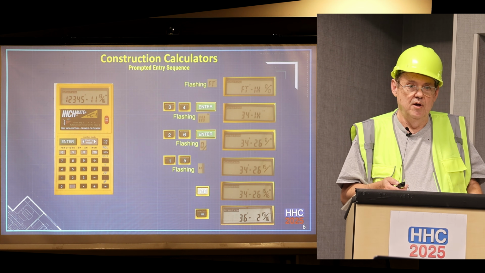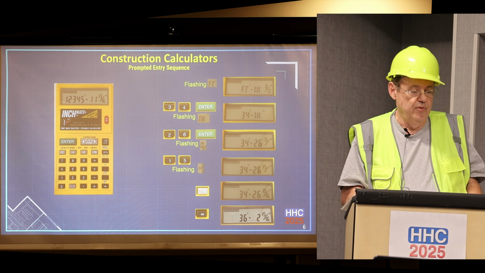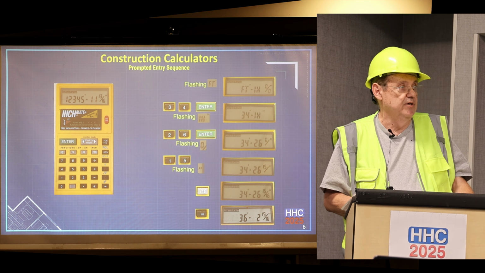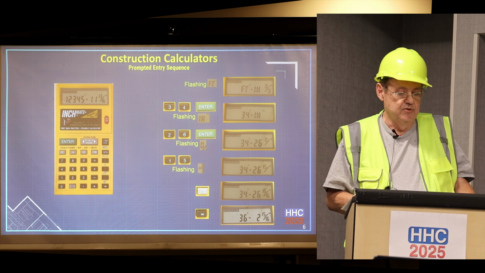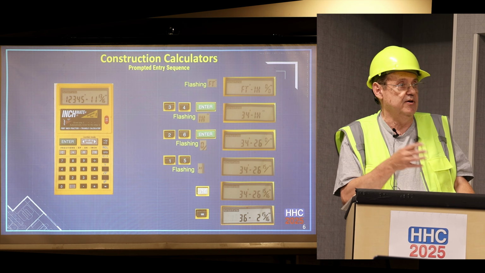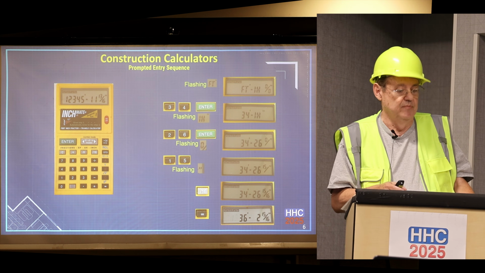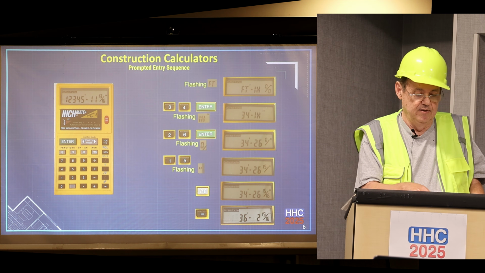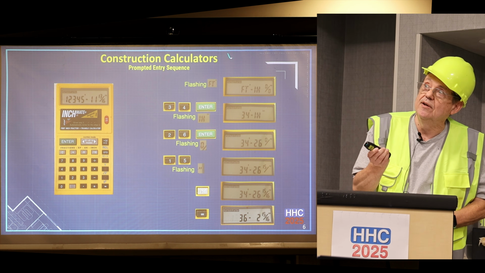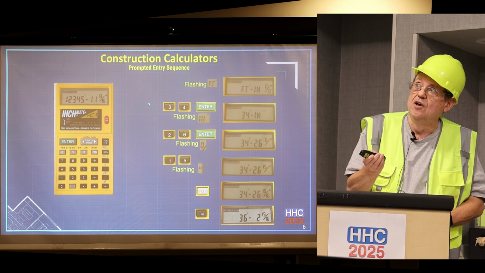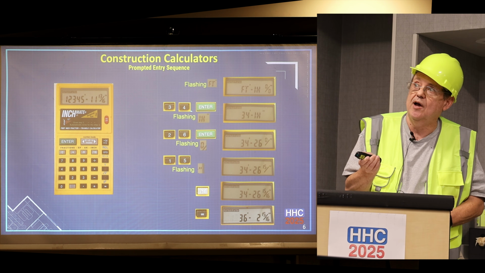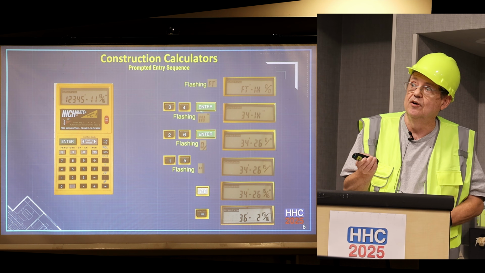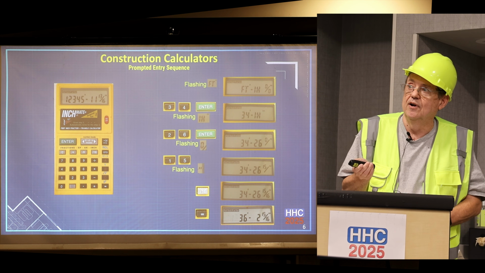Construction calculator. This is the prompted entry sequence. This is the first versions of these calculators that came out. This is the way they did it. So you start with a flashing feet. You enter the feet, you type in the number of feet. You hit enter, and then inches starts flashing. You enter the number of inches with enter.